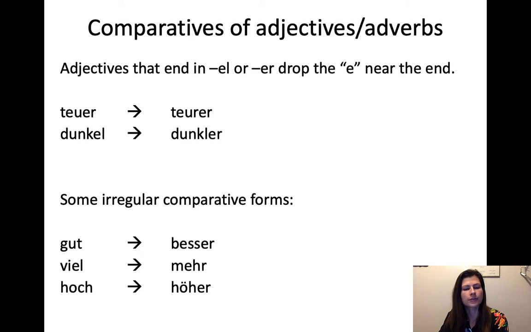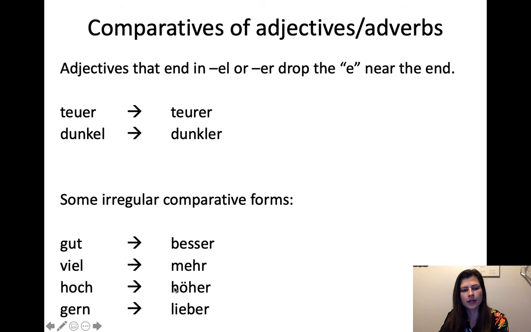So tall, but not for tall people, those are groß. But for tall objects or high up objects, that's hoch. And then höher is then higher, and so you see the C disappears. You get your umlaut like you might expect, but the C disappears. That's what makes it irregular.